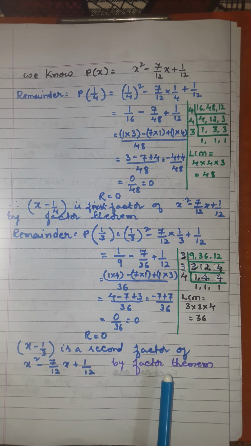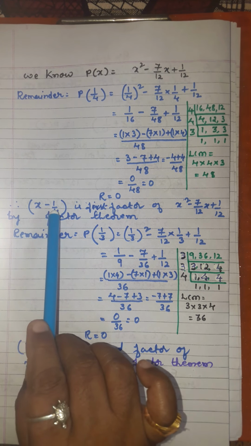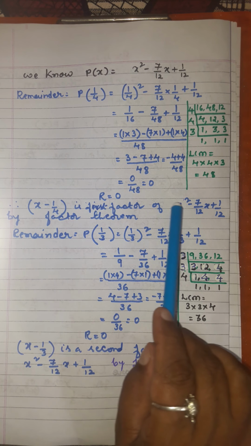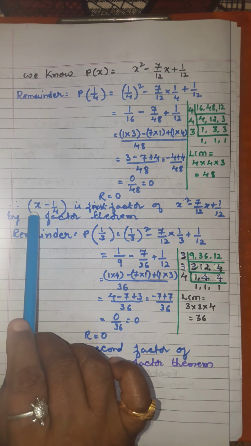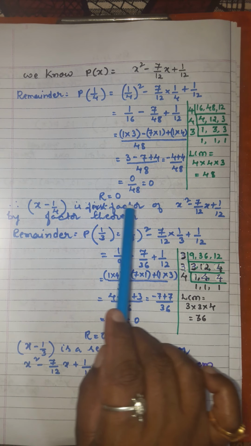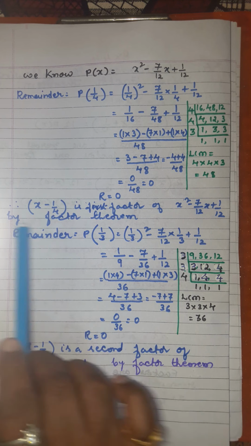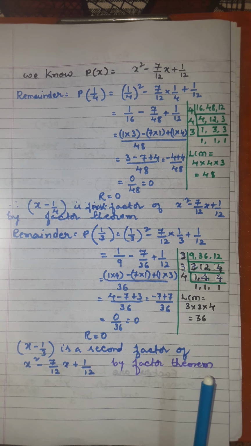So you know that if the remainder is 0, then x minus 1 over 4 becomes a factor of the given polynomial. So here x minus 1 by 4 is the first factor of x square minus 7 over 12x plus 1 over 12 by the factor theorem.